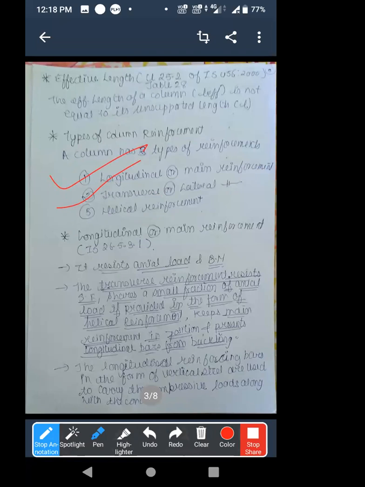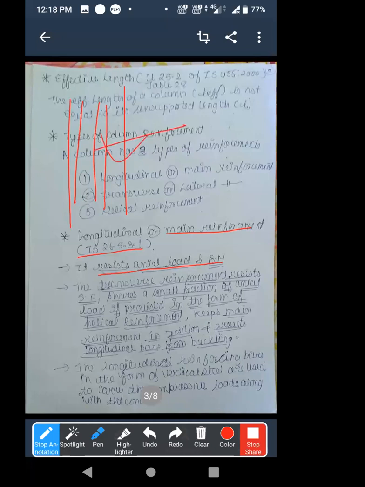Now see here, longitudinal or main reinforcement. For this, you have to move to clause number 26.5.3.1. The longitudinal or main reinforcement is used to resist the axial load and the bending moment. Here is the column, and the vertical bars you are going to provide are your longitudinal or main reinforcement.